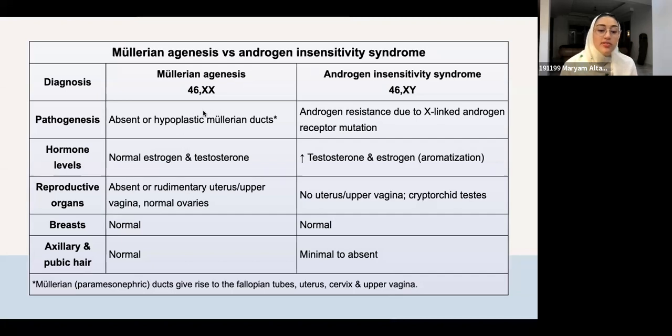But this happens in female patients. That's the key differentiating factor. Androgen insensitivity happens in male patients, okay? So just so you guys are aware, and this can happen in certain cases. And so if they give you a question describing one versus the other, they could present very similarly. But remember, 46XX means it's Müllerian agenesis, 46XY, meaning male but appears female, is going to be androgen insensitivity.